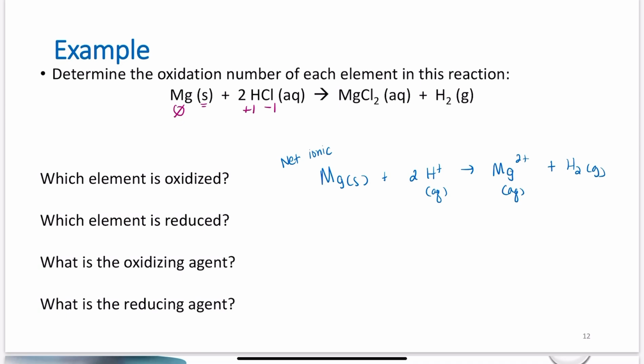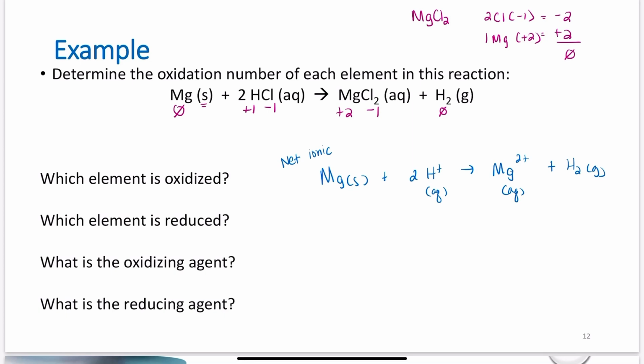Magnesium chloride. Chloride, again, more electronegative, -1. MgCl2 means I have 2 chlorines, each at -1, overall -2 charge. 1 magnesium has to do something to add up to 0. It must be +2 here. And hydrogen gas. Hydrogen is one of our diatomics. When I have H2 gas, it's its most stable form, so that will be 0 as well.